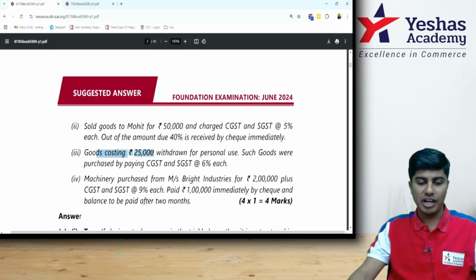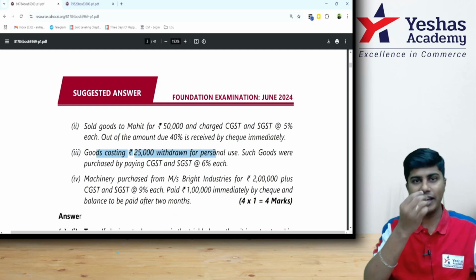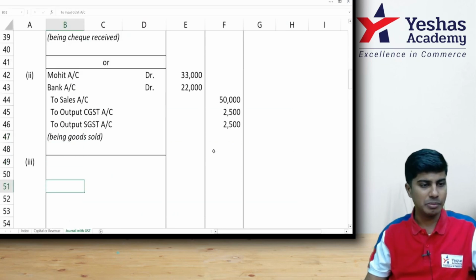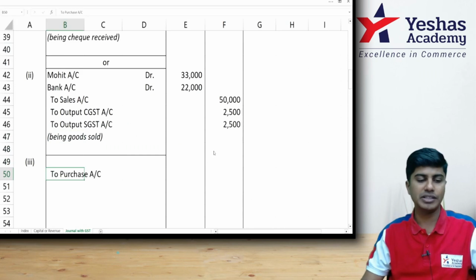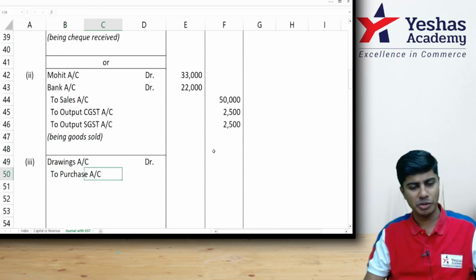Goods costing rupees 25,000 were withdrawn for personal use. Like I mentioned, we will be crediting our purchase account. I will credit purchase. I will debit drawings, or you can straight away debit capital also. Should not be an issue.